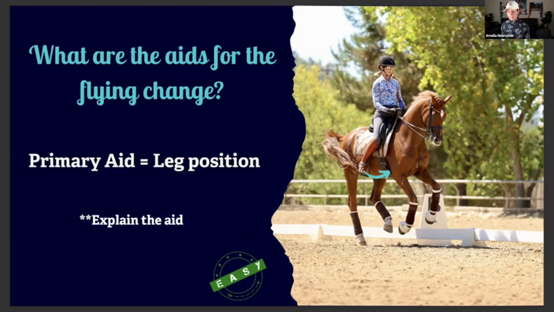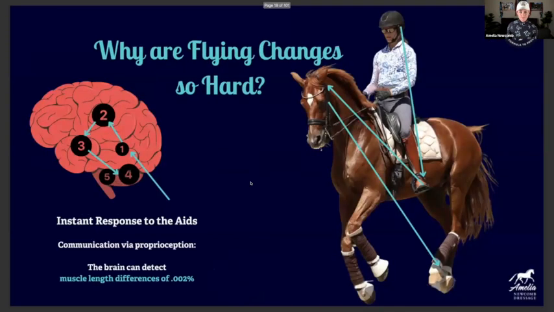If I want Kensington to do a flying change to the right, what I'm going to do is make him a little bit supple on the right side. I'm going to move him a little bit off the right leg, and then my right leg coming forward and my left leg going back. That is the aid for the flying change. So your leg position is the primary aid for a flying change.